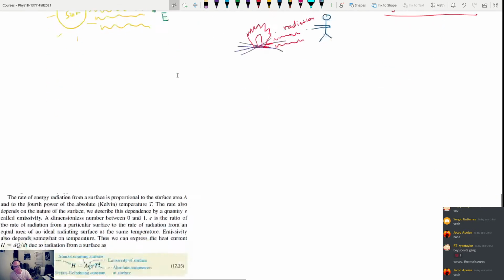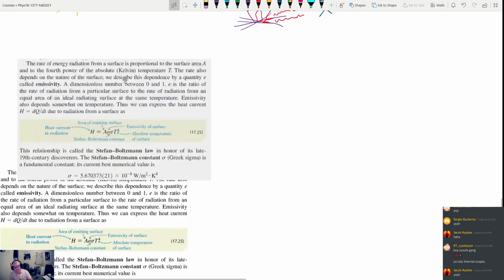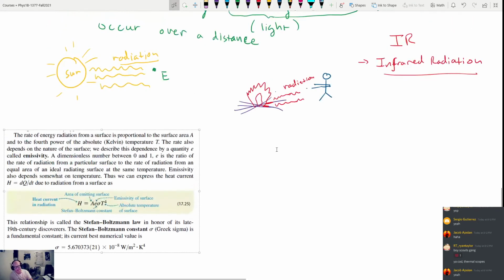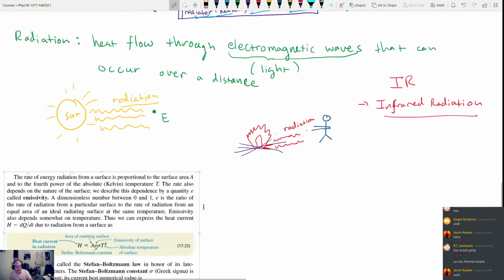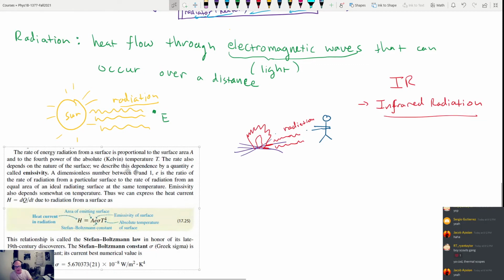Okay. So how do we quantify it? Again, this is not something that we can derive. So what I did was I just took the entire thing out of the textbook, so you could have it here in the notes. Here's the equation.